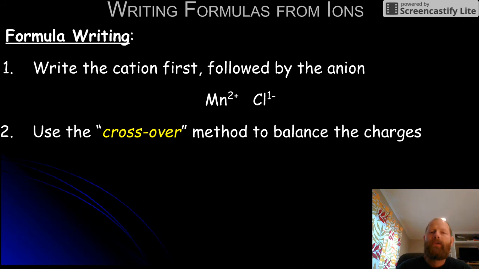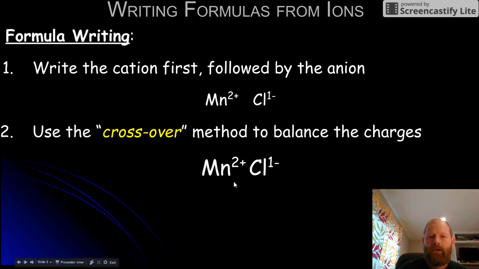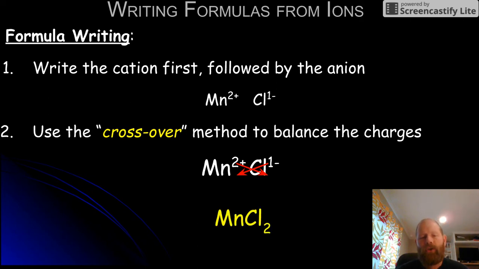Okay, so what we're going to do is we're going to use the crossover method here to balance the charges. The crossover method basically says we take the 2 plus 2, and we're going to put the 2 down here by the chlorine, and we're going to take this -1 and put it down over here by the manganese. But do we write that there's one manganese? No, we never write that there's one manganese. So we just end up with MnCl2.